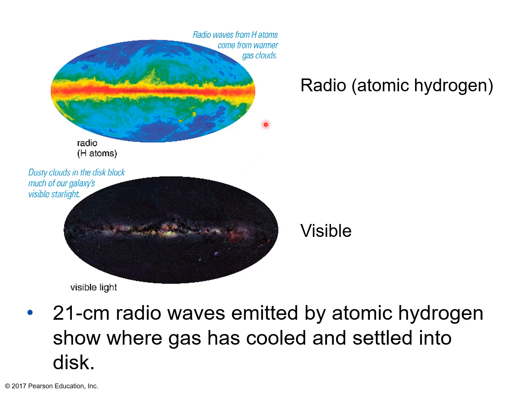But let's look at the top. Radio waves. So radio telescopes can see particularly atomic hydrogen. Particularly the wavelength is 21 centimeter radio waves emitted by atomic hydrogen show where gas has cooled and settled into the disk.